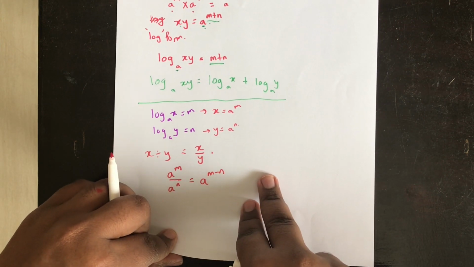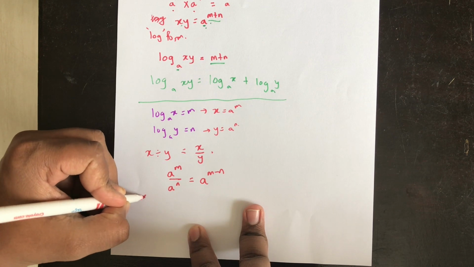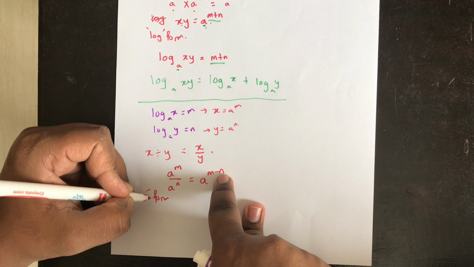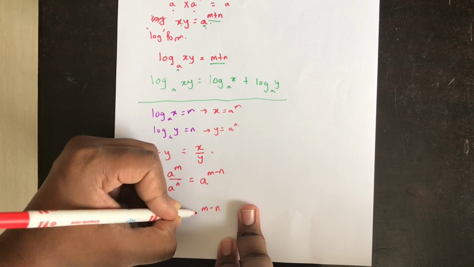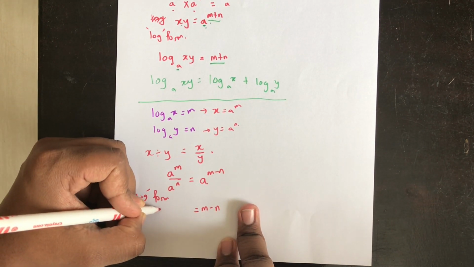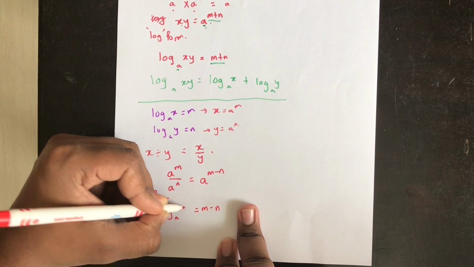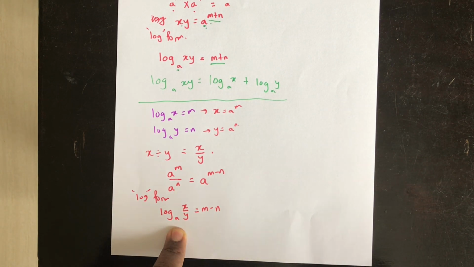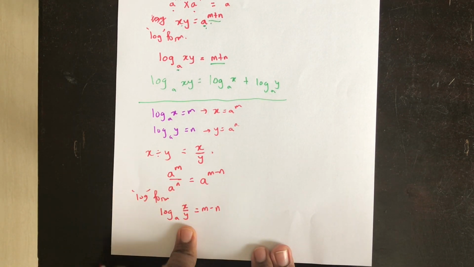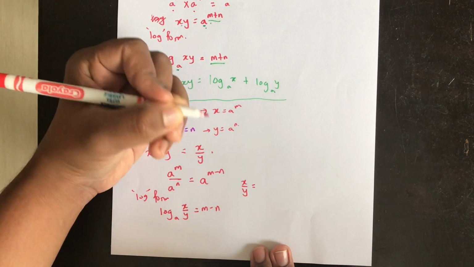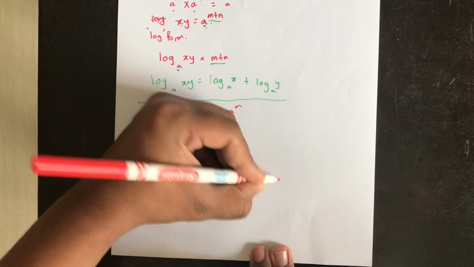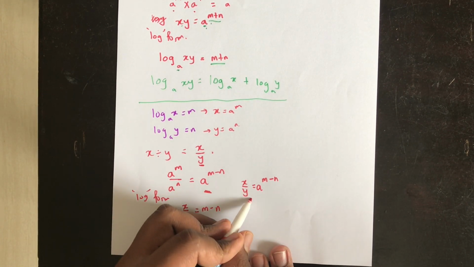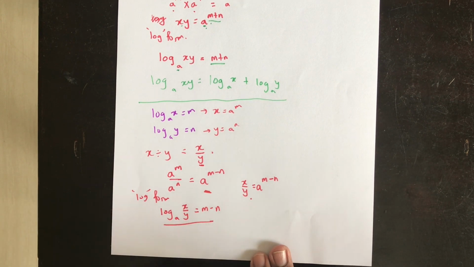I want to express this in log form. How do I do that? I have the power that's left alone, so therefore I have m minus n on one side, and then I'll have log x divided by y to the base of a. So from this I know that x over y is equal to a to the power of m minus n. So this is equal to this. So from there my log form becomes this.